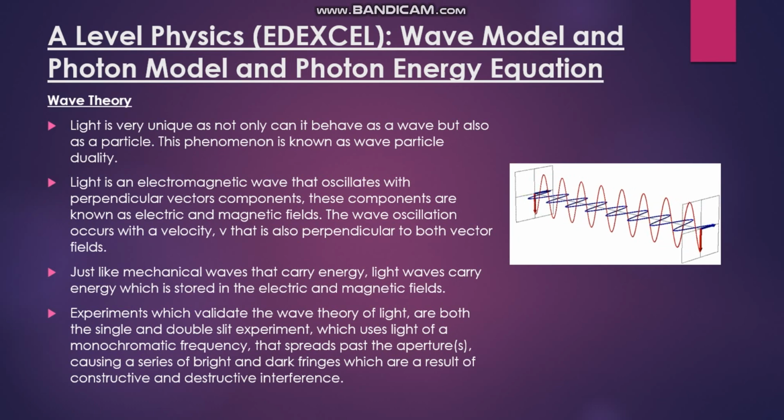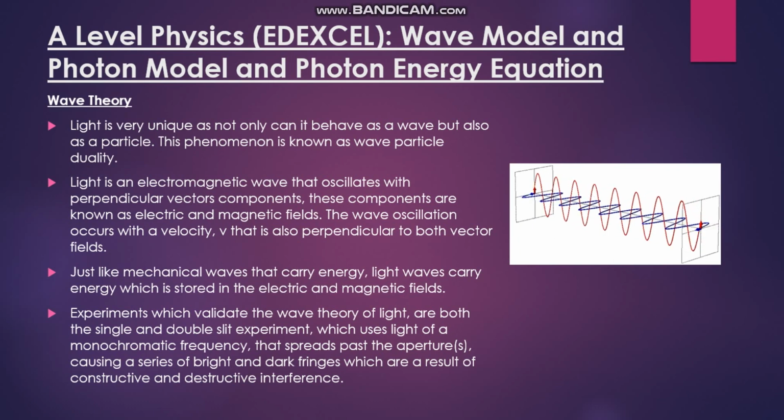So taking a look at the following animation on the right hand side, we see that there is a red wave oscillating vertically, and that represents our electric fields. And perpendicular to that electric field, there's a following blue wave oscillating, and that is basically our magnetic field. So these two vector components oscillate perpendicular to each other, and this entire wave moves with a velocity v that is perpendicular to both of those vector components.